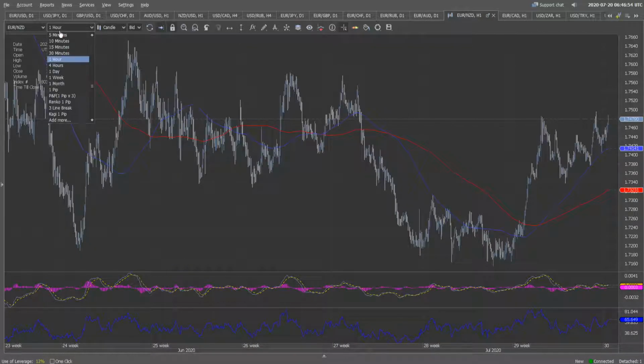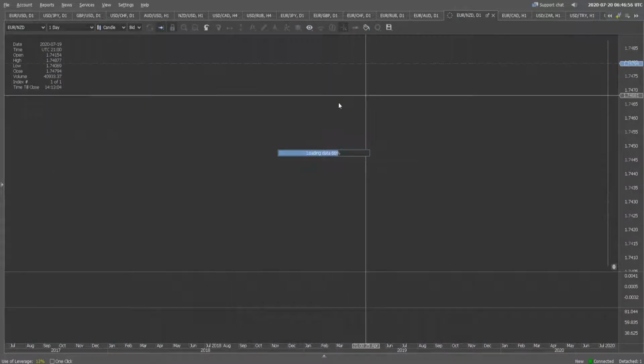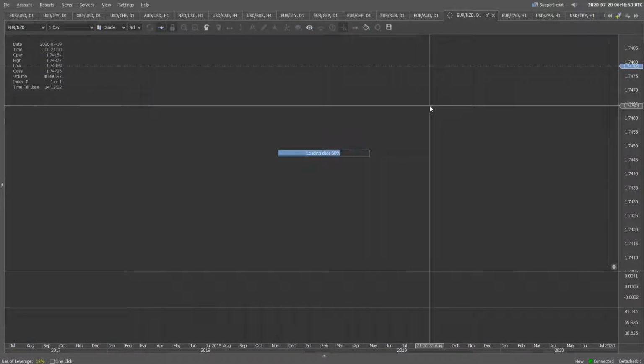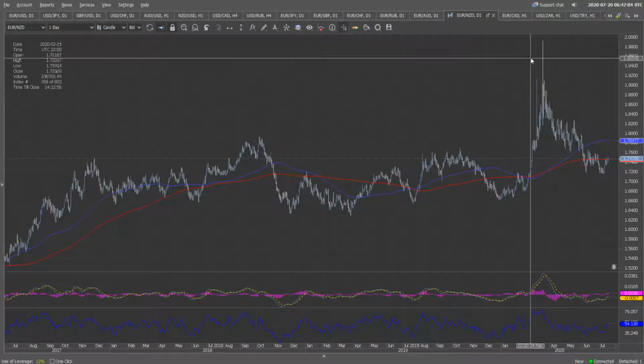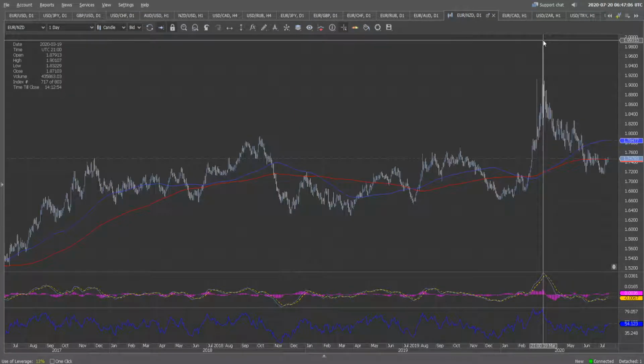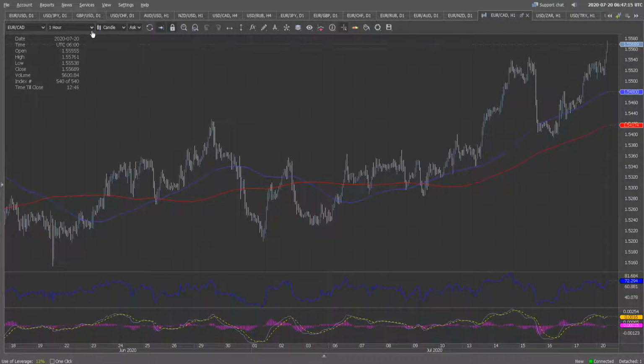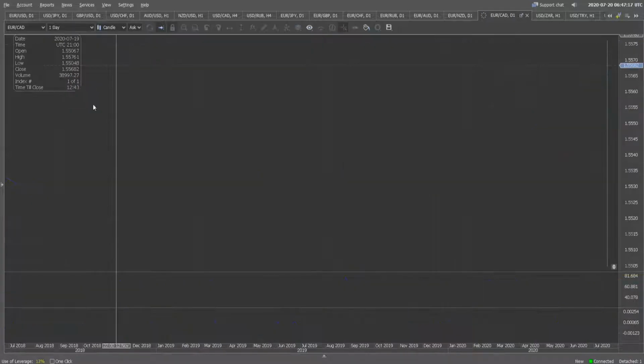The same applies to the euro, New Zealand dollar. Here too there was a big move in the currency during the March period to the highest levels, not far from the psychologically important level of 2. And also Euro Canada is looking quite bullish at the moment.